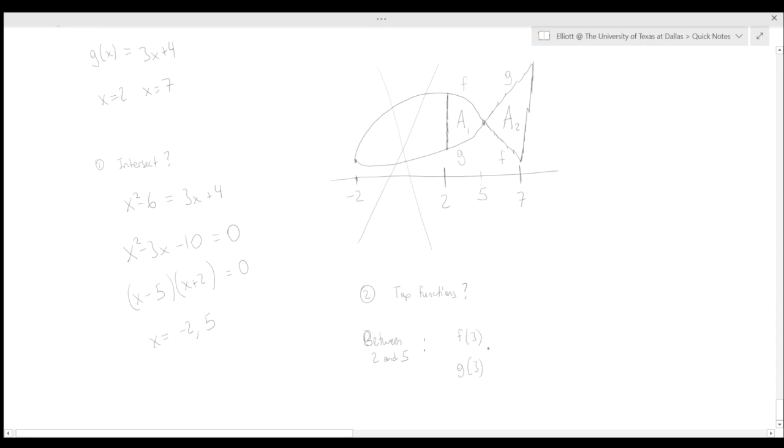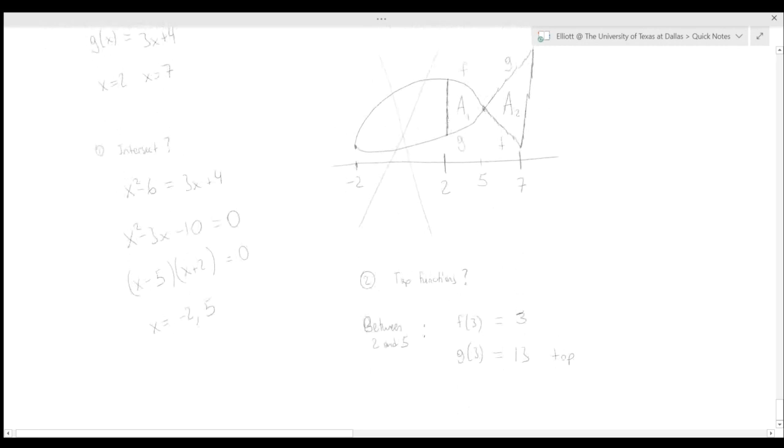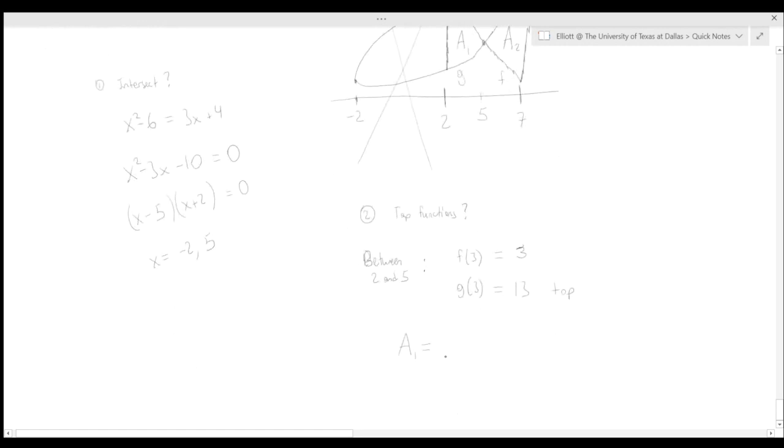Just plug it into f and g. Okay, so let's see here. f of 3 is going to be 9 minus 6, so it'd be 3. g of 3 would be 9 plus 4, which is 13. Okay. So therefore, we see that g is definitely the one that's on top between 2 and 5. So then we can calculate area A1 by doing the integral from 2 to 5 of g of x minus f of x. Okay, so that gets us area A1.